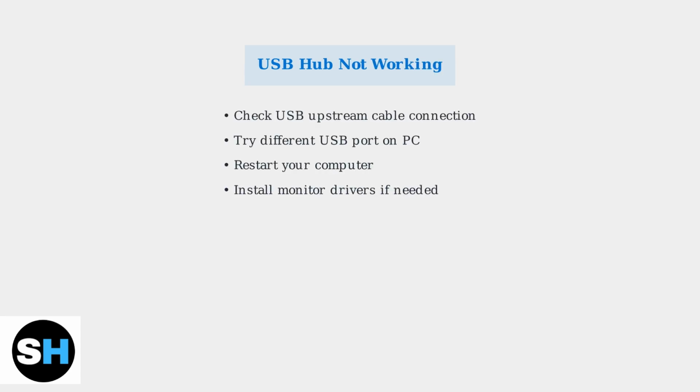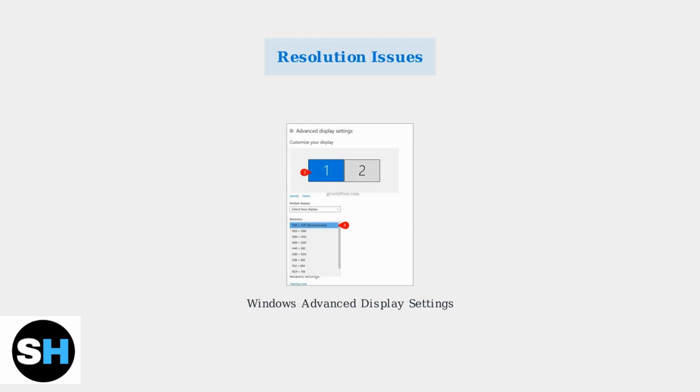If your USB hub isn't working, verify the USB upstream cable is properly connected. Try connecting to a different USB port on your PC and restart your computer if necessary. For resolution problems, check your operating system's display settings. In Windows, access Advanced Display Settings to adjust the resolution to the recommended setting for your monitor.